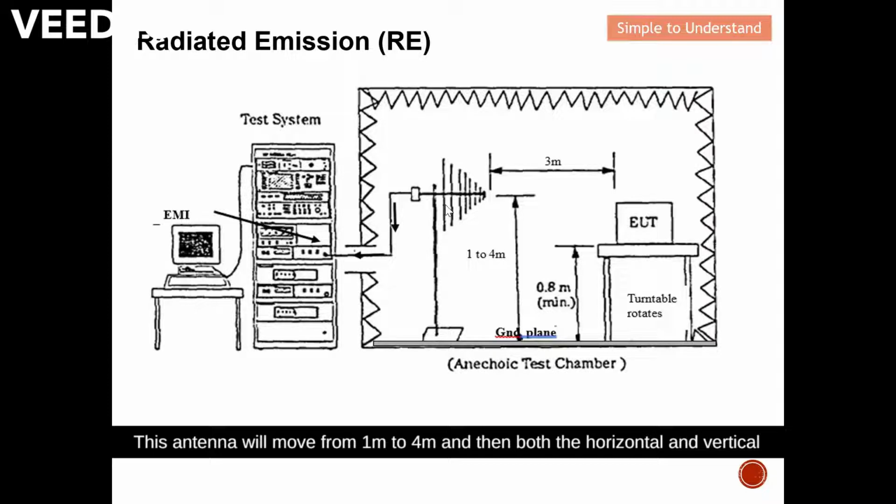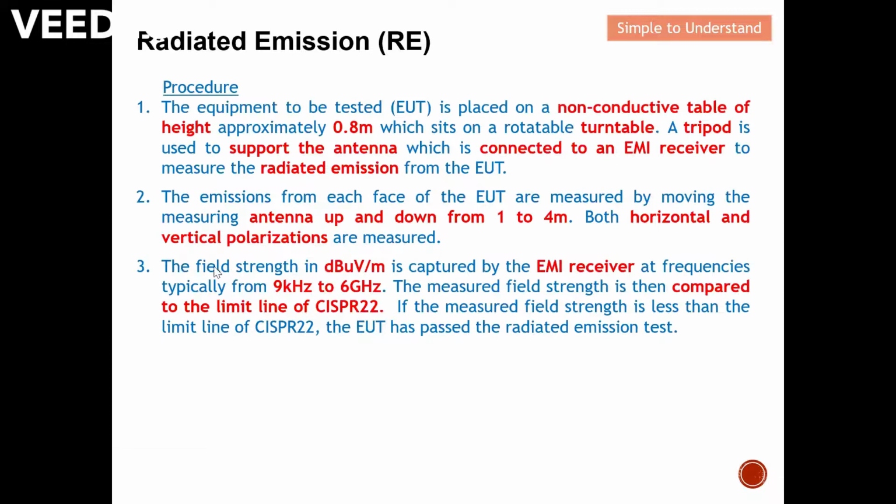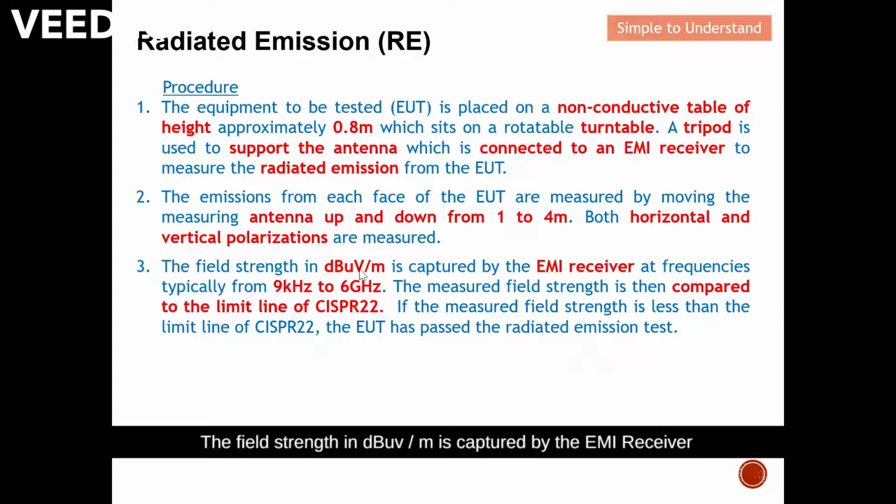Okay, and then both the horizontal and vertical polarization are measured, and the data is again fed to this EMI receiver. The field strength in dB microvolt per meter is captured by the EMI receiver at frequency typically from 9 kHz to 6 GHz. The measured field strength is then compared to the limit line of 6/22.